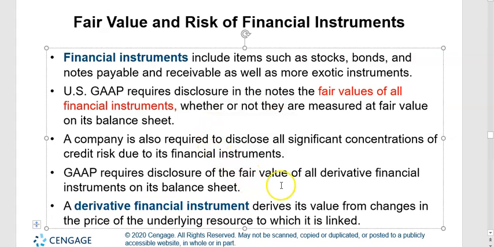Any derivative instruments have to be disclosed. Derivative instruments are usually held to make up for any risk that they might have with respect to various financial instruments.